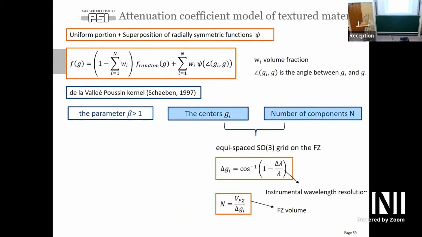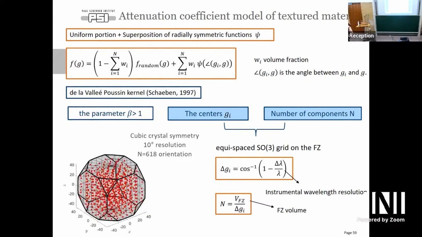In this case, we are using the center and the number of components as superimposed in the fundamental region, where the resolution, or the distance between two adjacent components, is linked to the instrumental wavelength resolution. And the number is linked with the volume that we have in the fundamental region. For example, if we have a cubic crystal symmetry and we use 10 degrees, we will have this amount of orientations, and this is how it looks like in these dots in the orientation space.